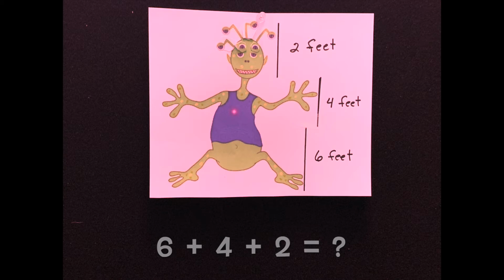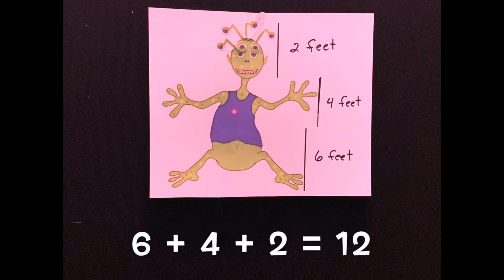Okay, your number sentence should look like this. 6 feet plus 4 feet plus 2 feet equals 12 feet. The alien is 12 feet tall. That's a very big alien.